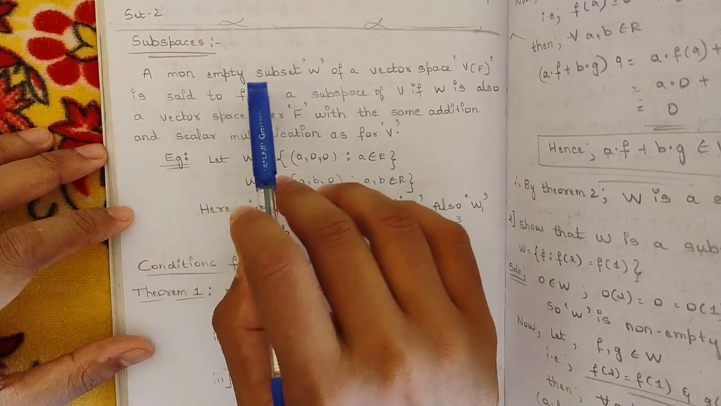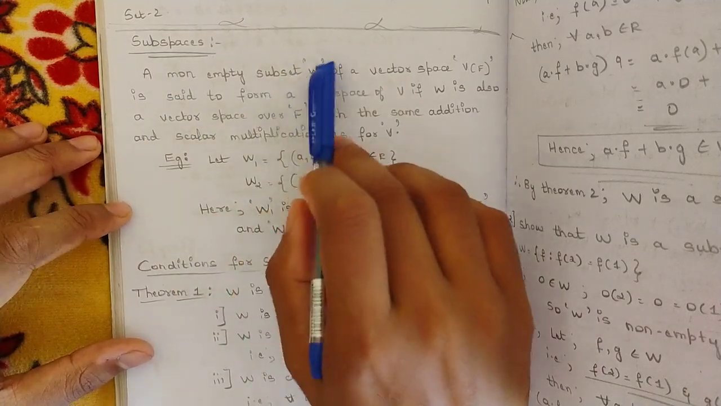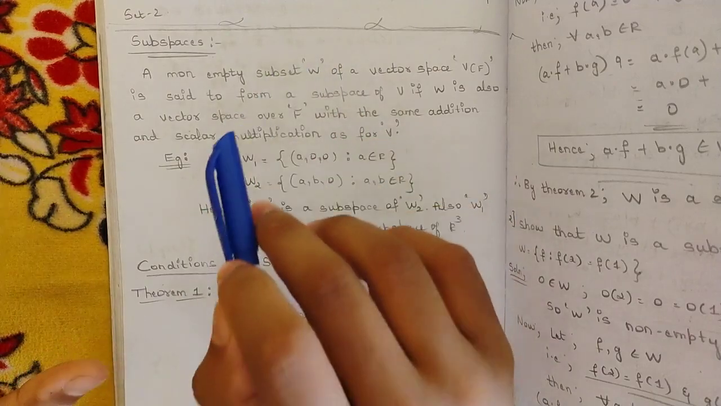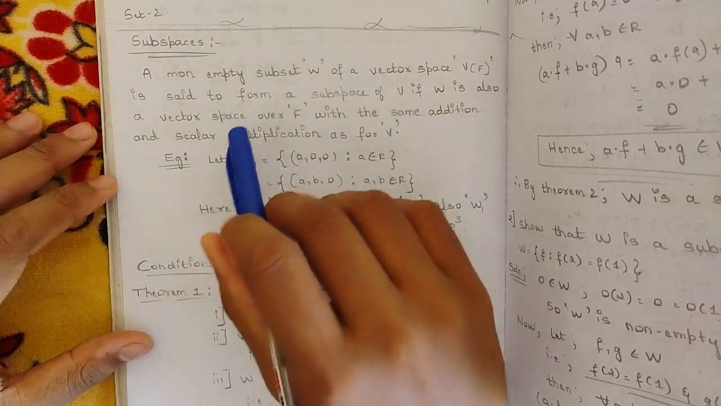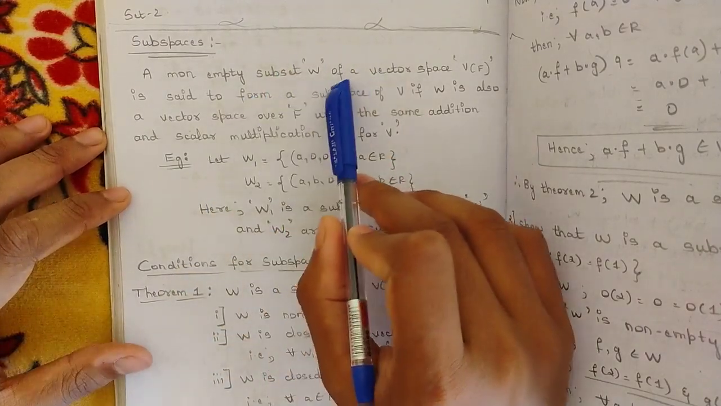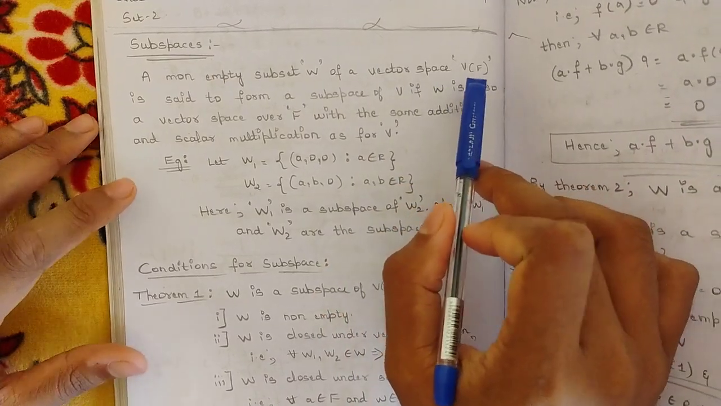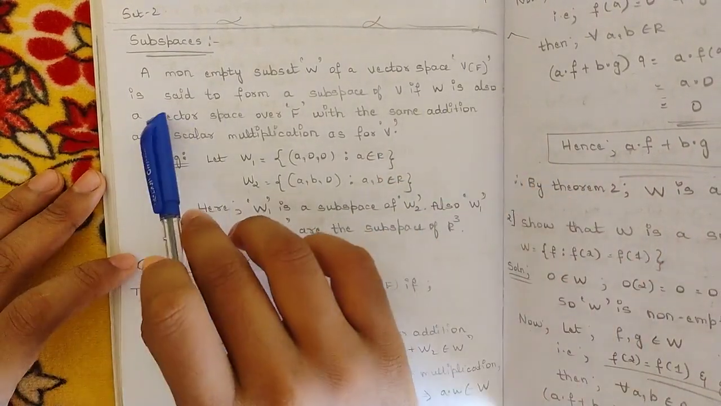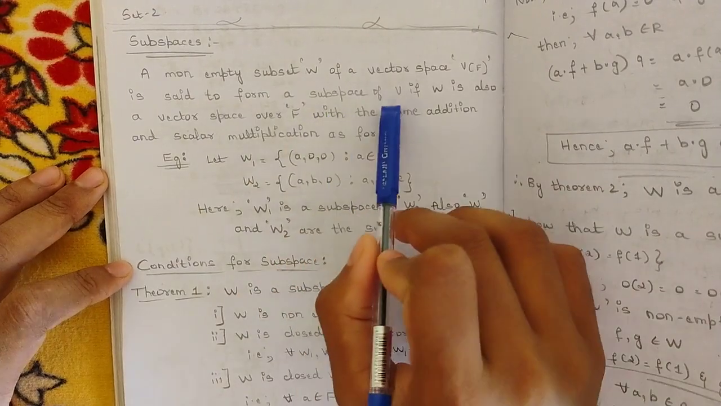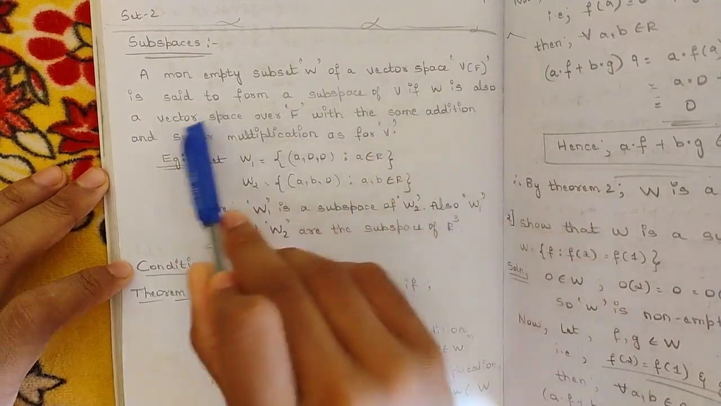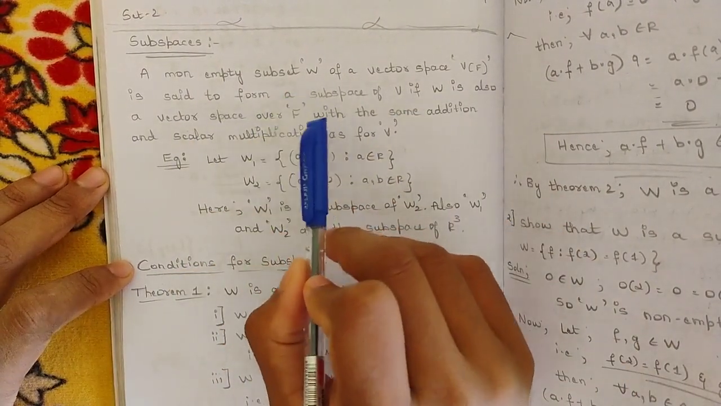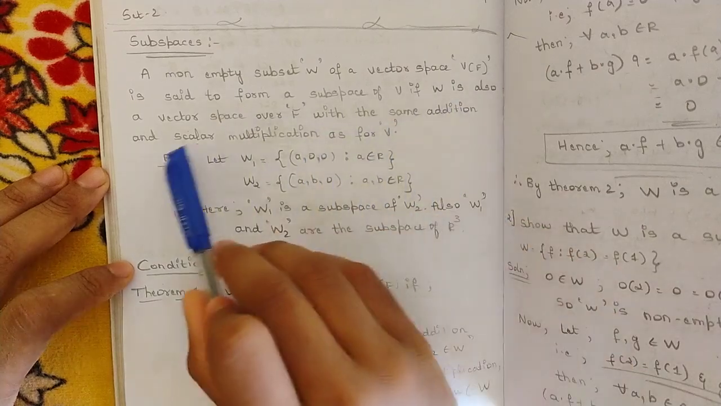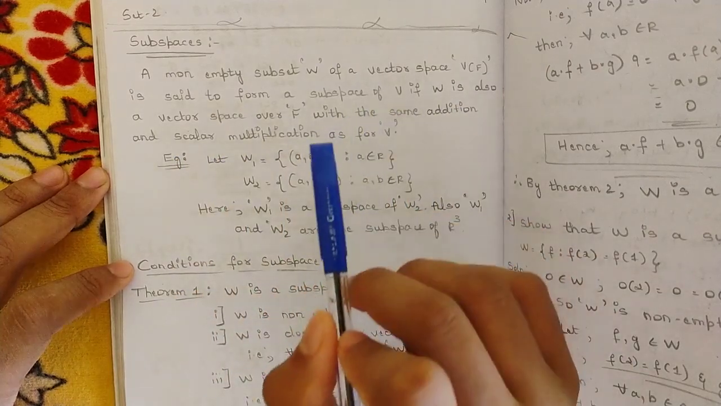A subspace is a non-empty subset W of a vector space V over F, where W is a subset of any vector space. It is said to form a subspace of V if W is also a vector space over F with the same addition and scalar multiplication as V.